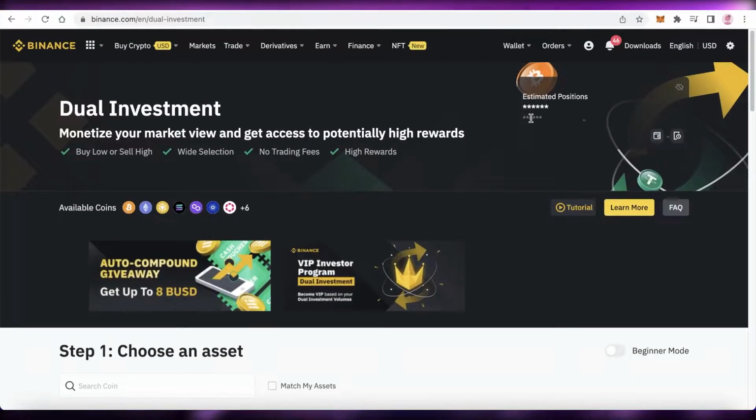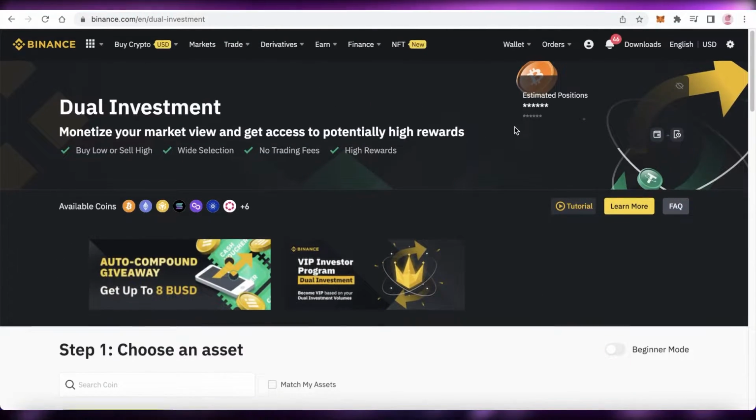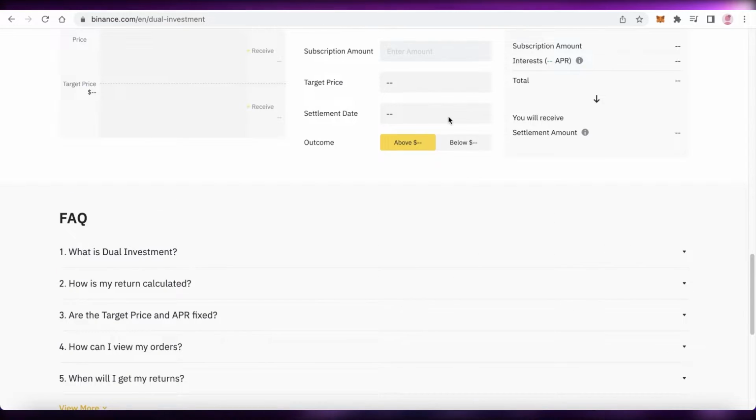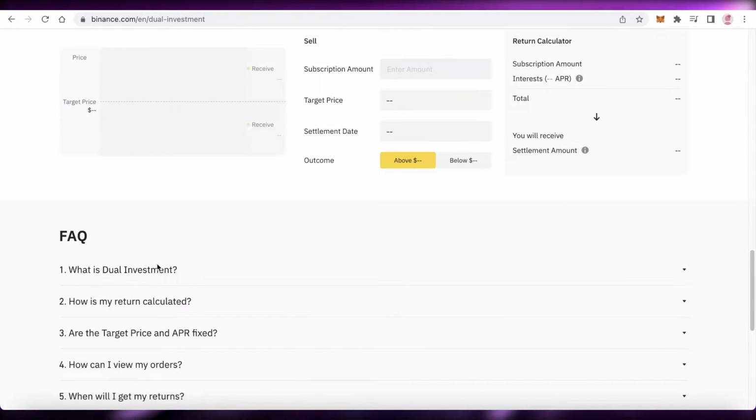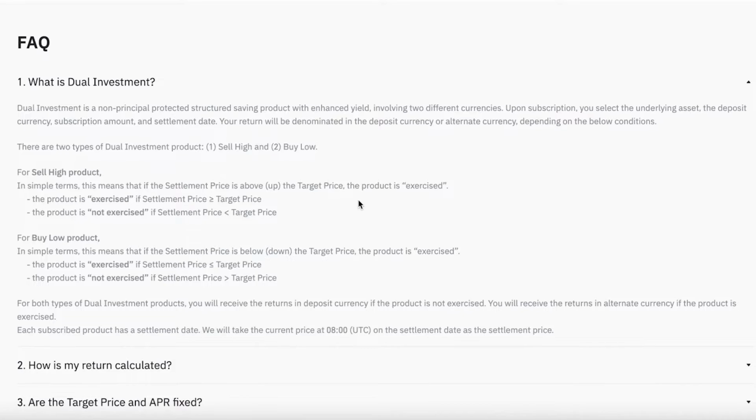Now I'm going to explain what dual investment really means before you go through with it. Dual investment is a non-principal protected structure with enhanced yield. It involves two different currencies, where upon subscription you have to select your basic asset, which is the currency that you're going to be depositing. Then you choose a subscription amount and a settlement date, and your return will be determined by the deposit currency or alternate currency depending on these conditions.